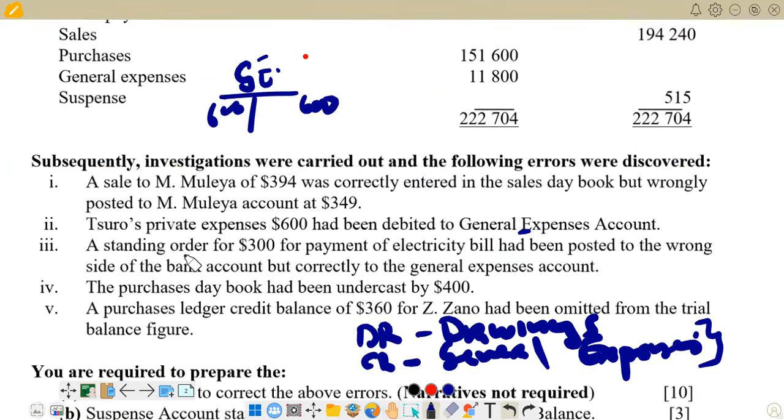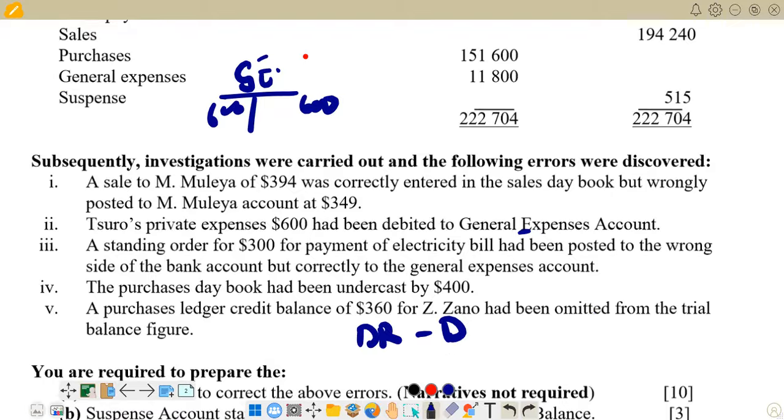The next error is saying a standing order for $300 for payment of an electricity bill had been posted to the wrong side of the bank account, but correctly to the general expenses account. So in this case, you can take the position that was supposed to be the correct position. You'd see that this is a standing order. A standing order is money that is being withdrawn from our bank account. So our bank was obviously supposed to be credited. So this was the correct position.